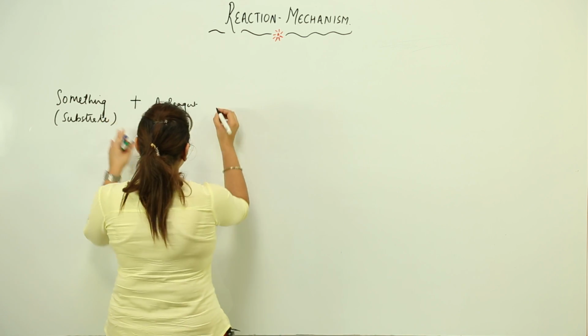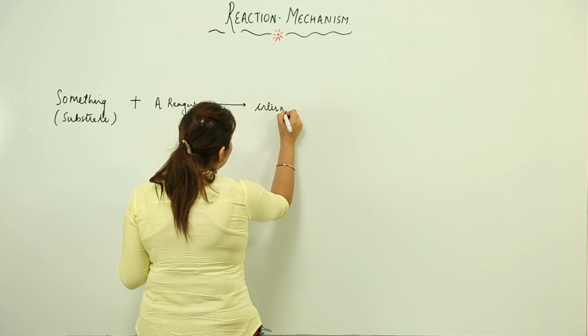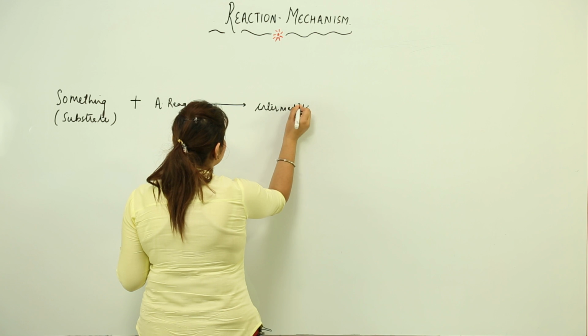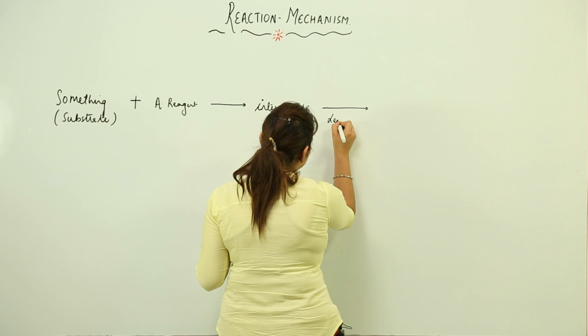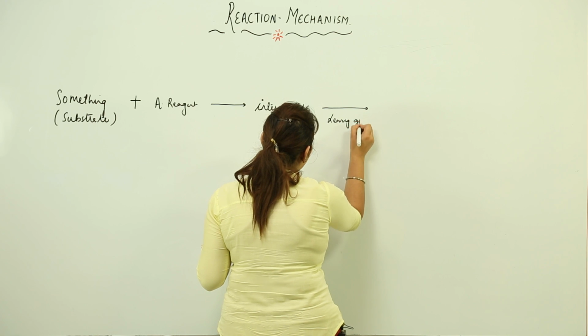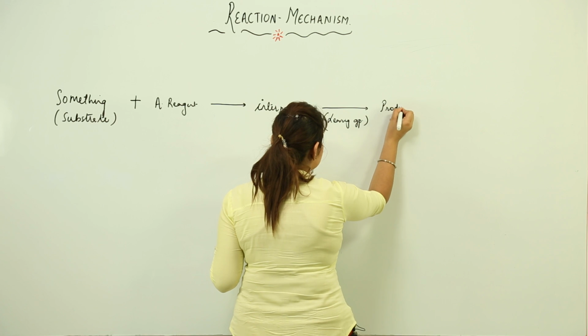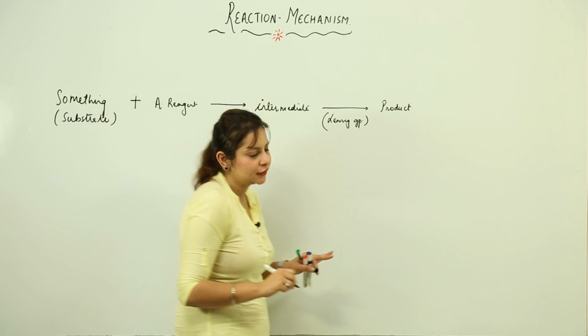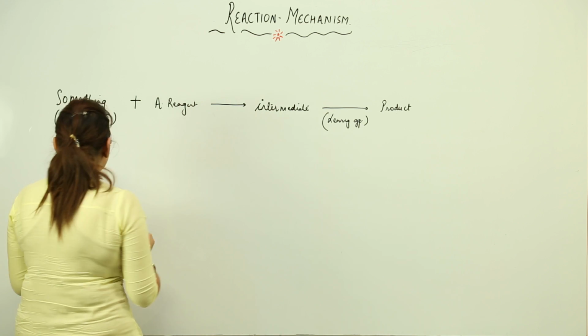What happens when they react? They always form an intermediate. Before forming a product, we get an intermediate. And after that, there is something that goes off. That means we have a leaving group. And as a result, we get the final product, along with the byproducts also. So I will just explain with an example how the reaction takes place.